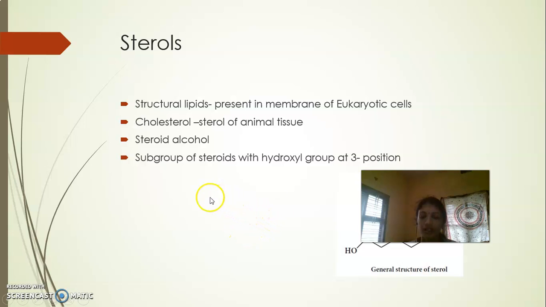Sterols come under the structural lipids. They are usually present in the membranes of eukaryotic cells. So cholesterol is the best example for the sterols. These are the sterols of animal tissues. The steroid alcohols are the subgroup of steroids with presence of hydroxyl group at the position of carbon 3.